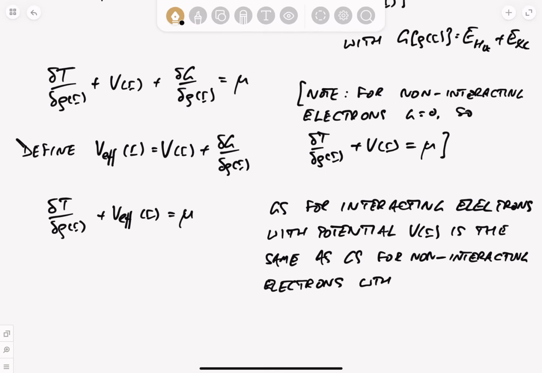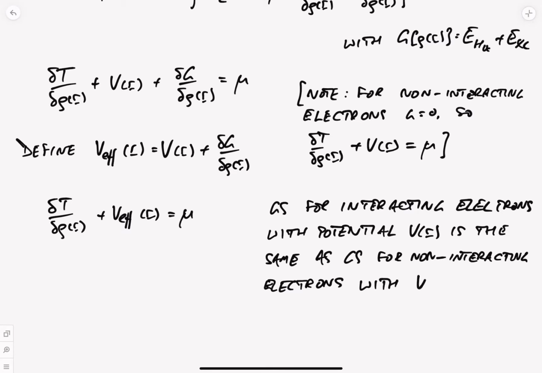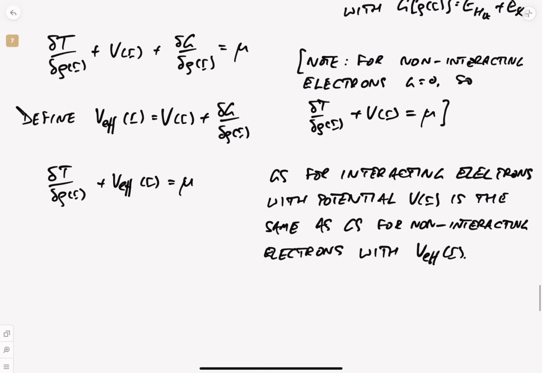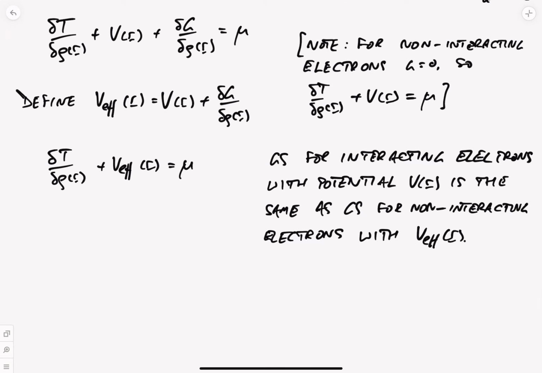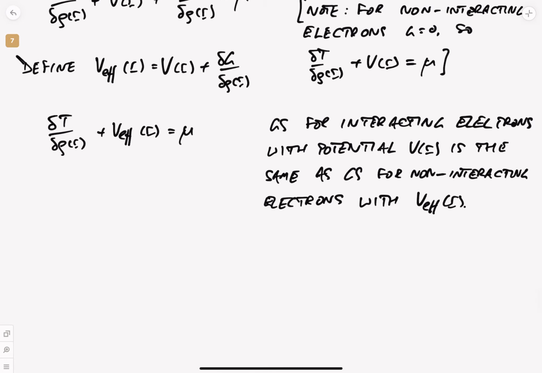This is exactly the same principle that we saw for Thomas Fermi theory. And the reason this is important, and in fact the reason that we defined the kinetic energy T as being the kinetic energy for non-interacting electrons, is because we know how to find the ground state for non-interacting electrons.